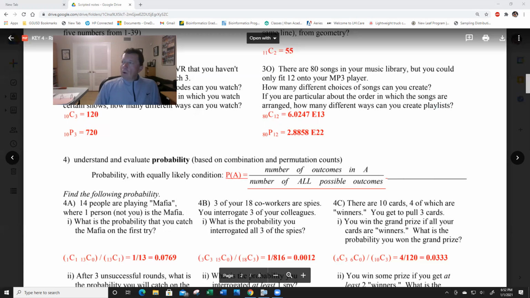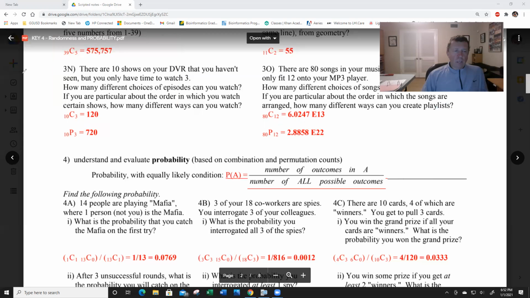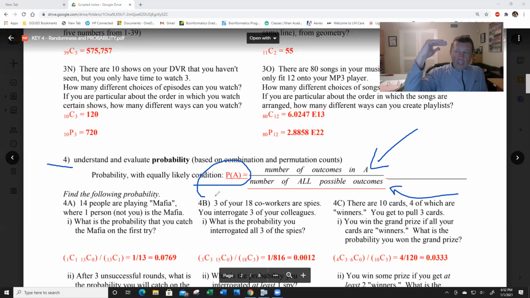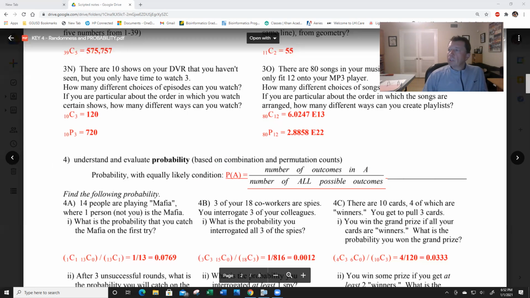All right. So next one, understand and evaluate number 4 here. Probability. We're going to go ahead and try to figure these out. Remember, probability is the number of outcomes that you want divided by the total possible. What you want is the numerator, the total possible is the denominator. All right, let's see what we can do.